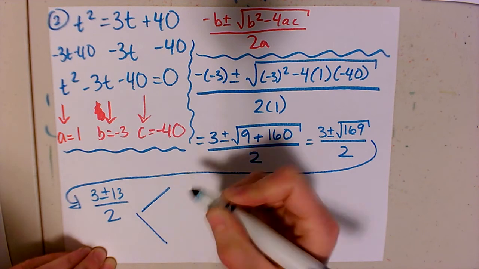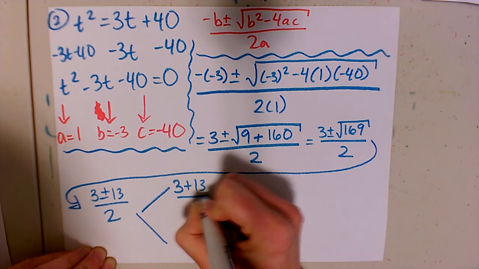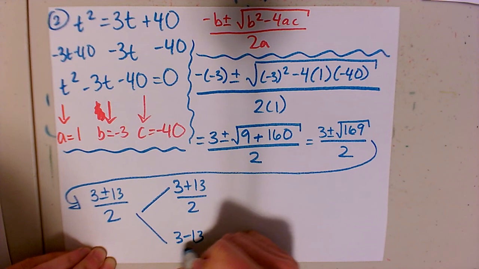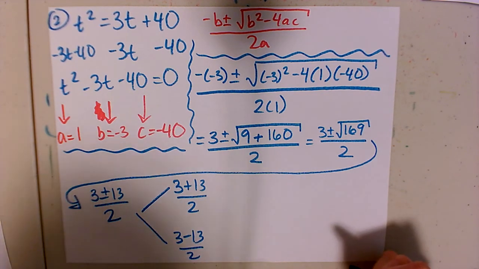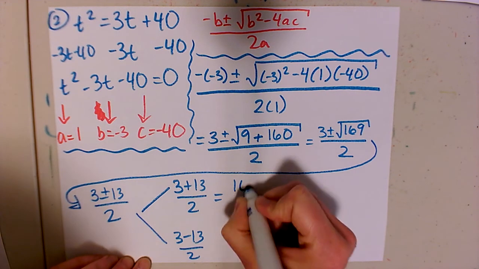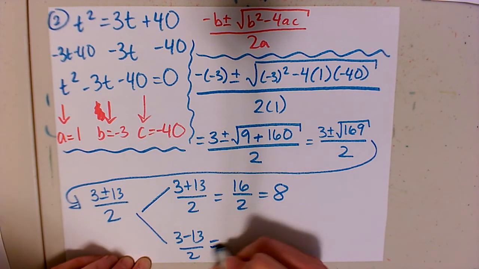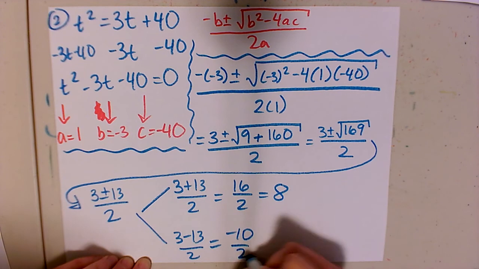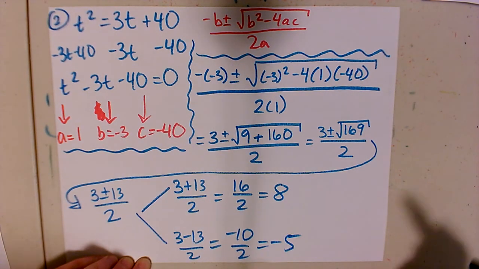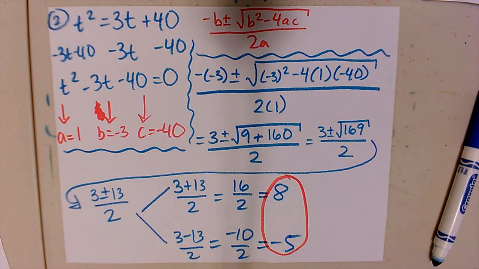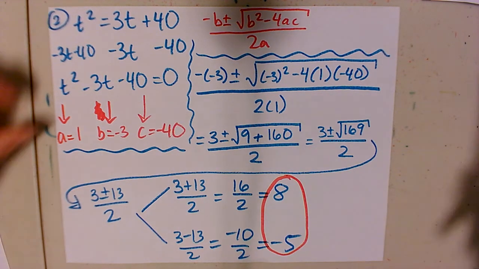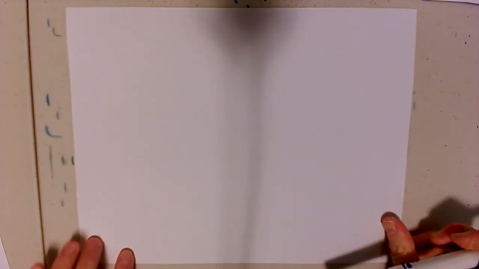So we split this up. So I'm going to have 3 plus 13 over 2 and 3 minus 13 over 2. So 3 plus 13, 16 over 2, which is 8, and 3 minus 13 is negative 10 over 2, which is a negative 5. Okay, so our two solutions for number 2 are 8 and negative 5. So we're going to go ahead and skip around. The next problem is numbered as number 13.